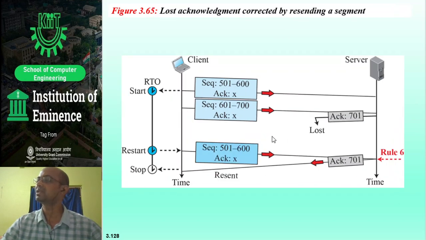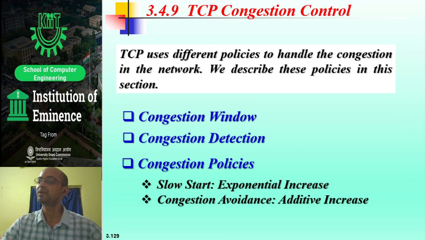And this is the same thing I have explained previously. 701 is expected, but timeout occurs, you restart the communication, but already it is received. So this is called lost. If you are retransmitting it immediately, not waiting for the criteria, it immediately sends 701, because it is expecting 701. That means 501 to 600 and 601 to 700 are already there, so it is expecting 701 next. So it will not wait for the criteria we have discussed. After receiving the first packet, we have to wait for certain time, or if you receive another subsequent packet, that is already received, this is a duplicate, so it will send the immediate acknowledgement. So these are the different flow control mechanisms used in TCP.